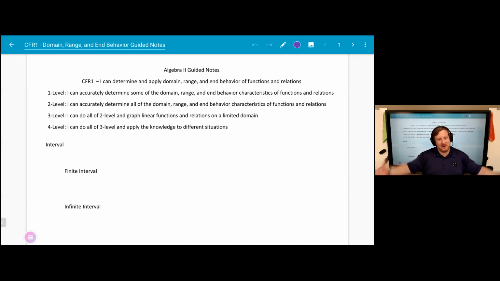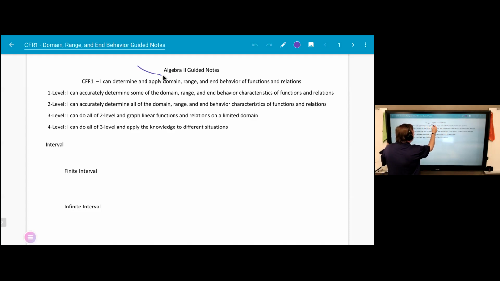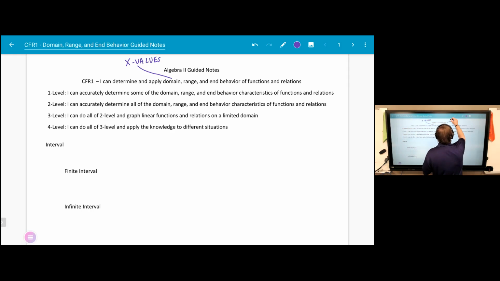Now, most of those words we know. So we're going to start there, okay? We're going to start with domain. Domain, if you think back a little bit, domain is your X values. So let's put this in here. X values. We'll get a little more specific as we go along. Range was your Y values.